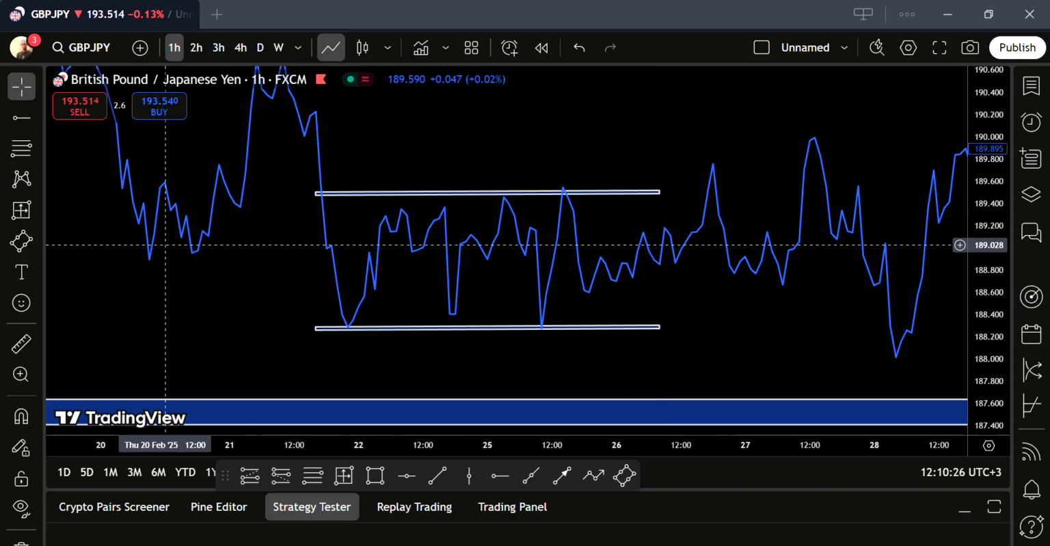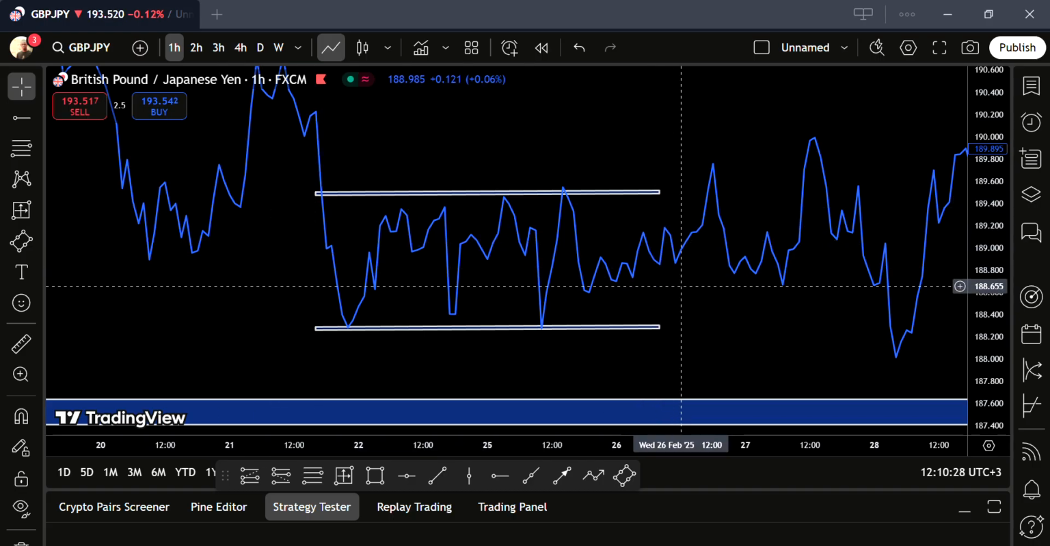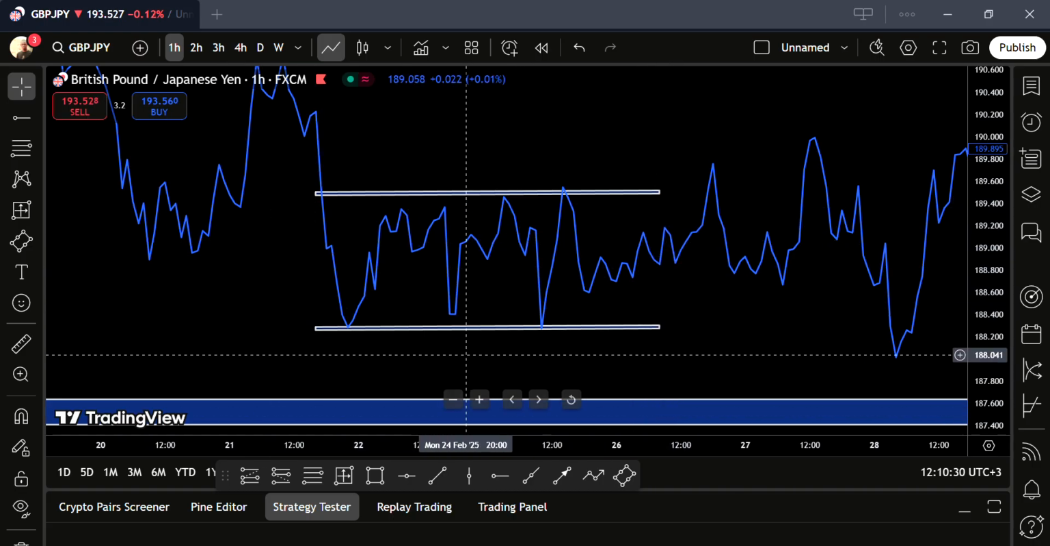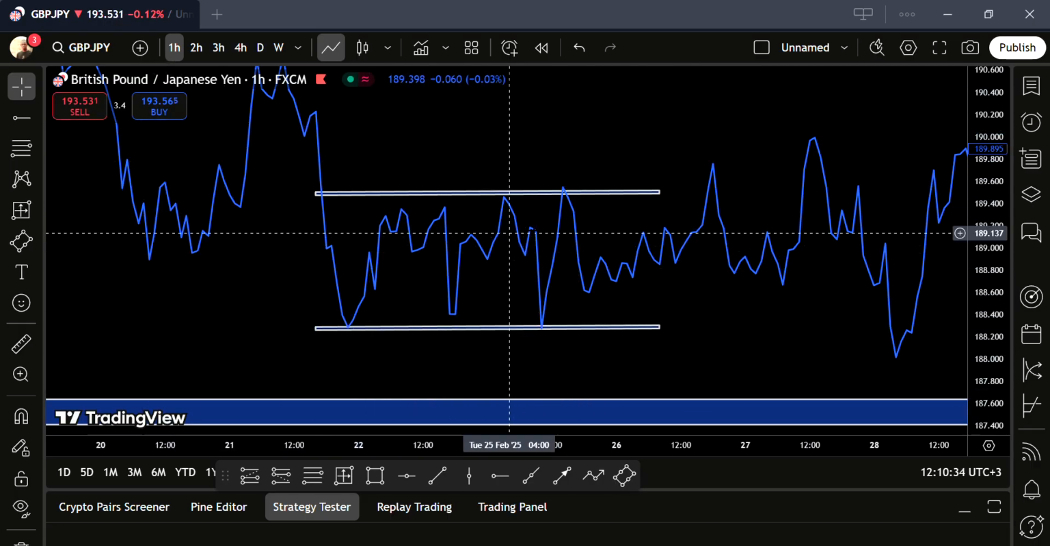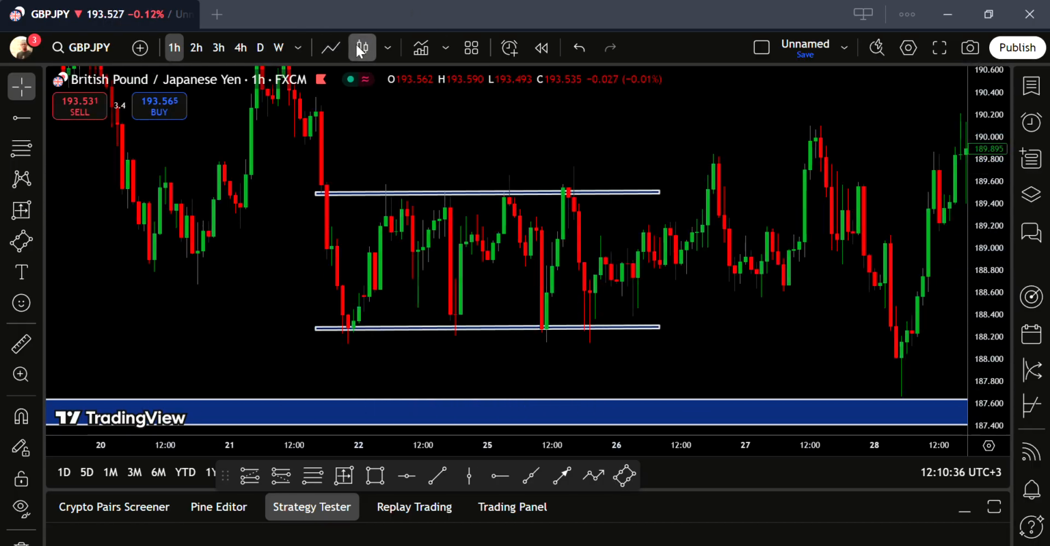Now I just want them to be equal. Okay, so now they are equal. So what do you have here? You have a range or a consolidation of price action. So now you have marked them.